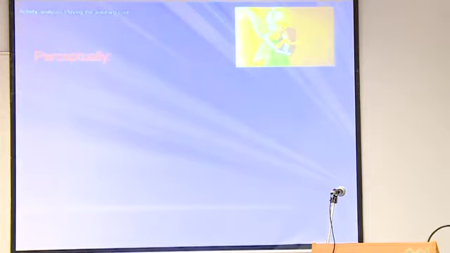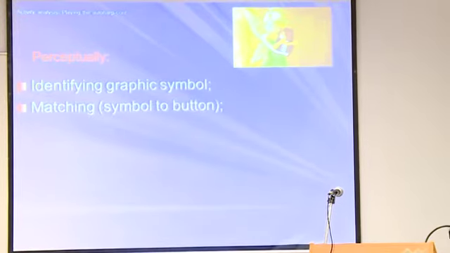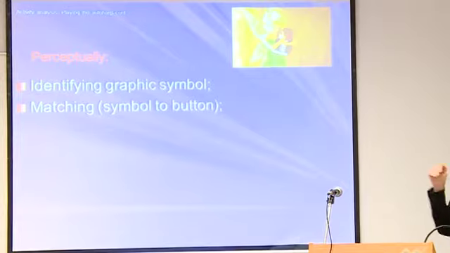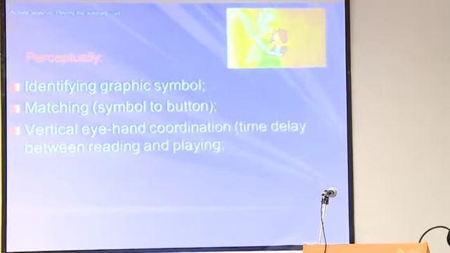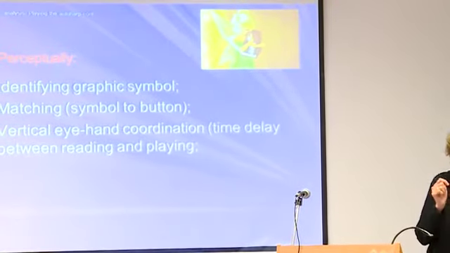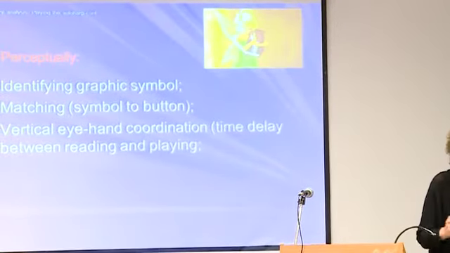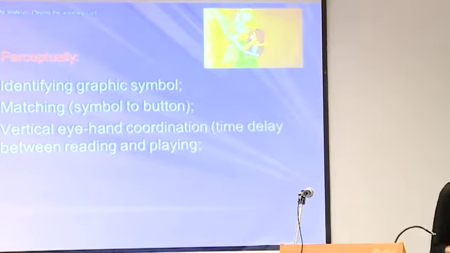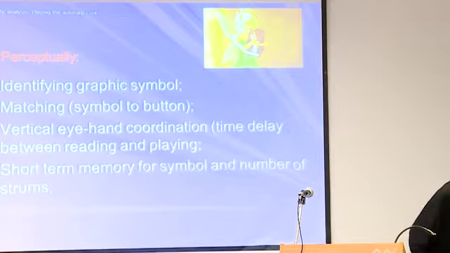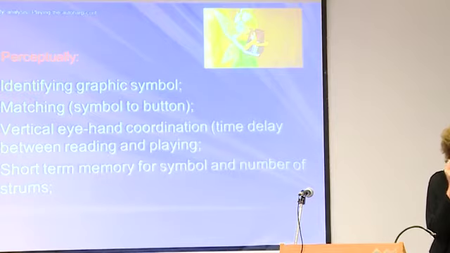Okay, perceptually. To identify the graphic symbol, it can be colors, everything, numbers. Matching symbol to button. On the buttons, you can see the chords are written, actually. Vertical eye-hand coordination, which means that there is a time delay between reading and playing. You have to do like this all the time when you play many instruments if you read something. Short-term memory, just to remember for a very, very short time what you saw and then find it.